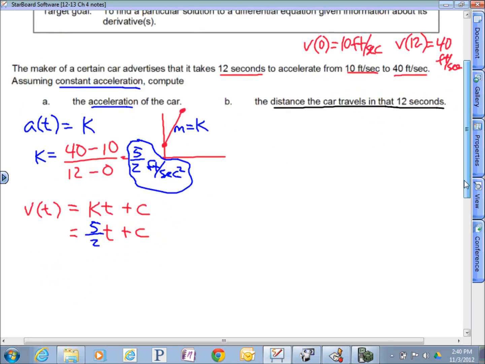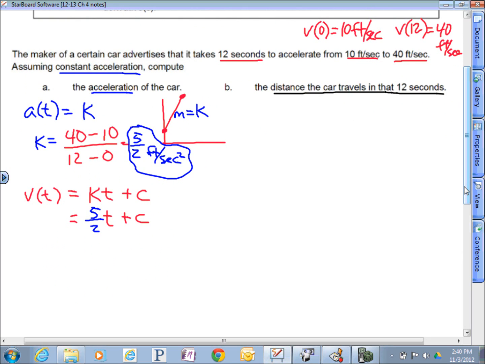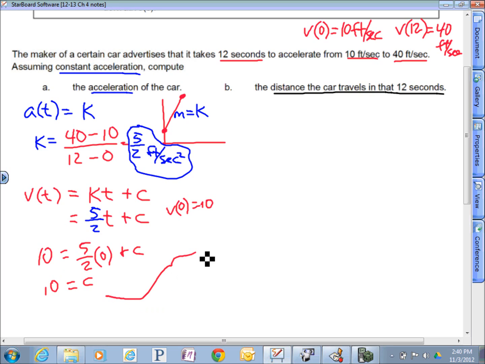Well, how does one go about finding the rest of that velocity function? Well, according to the information that we were given, we were told that the velocity at time 0 was 10 feet per second. So if I know that v of 0 is equal to 10, then putting 10 where my velocity is and putting 0 where my time is, I can find out what C is. So take all of this information. My velocity function is 5/2 t plus 10.